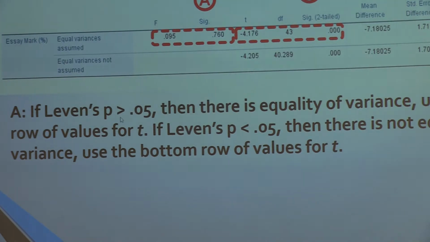All right, because the F test P is bigger than 0.05, we assume there's no difference in variance. So we assume there's equality of variance, and we use the top row of values for T. If it is smaller than 0.05, then we use the bottom row. That's all you need to remember.